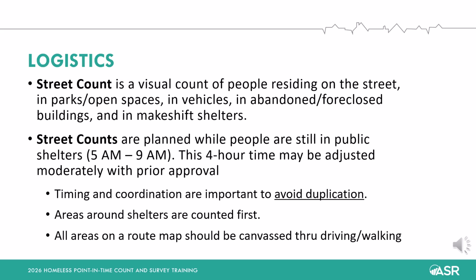The general street count is a visual count of people residing on the streets, in parks and open spaces, in tents, in vehicles, in abandoned buildings, or in makeshift shelters constructed of tarps, cardboard, or other materials. The street count will be conducted while people are still in public shelters in the morning, which will help us have an unduplicated count of everyone experiencing homelessness that day. To avoid duplication, we ask that you count the areas surrounding shelters first.